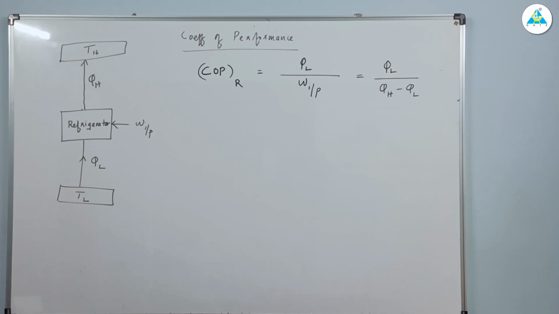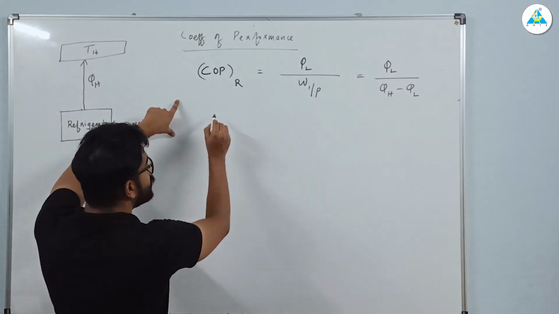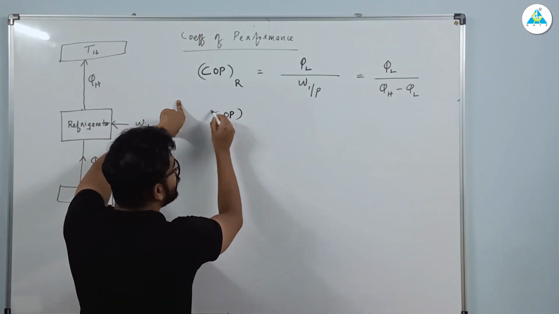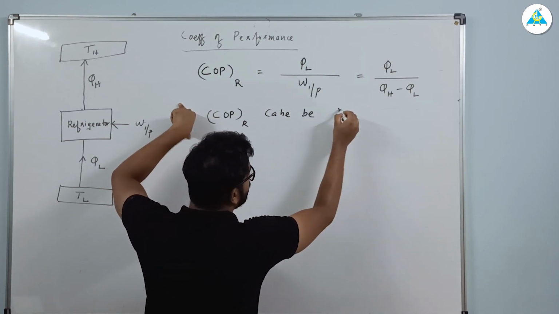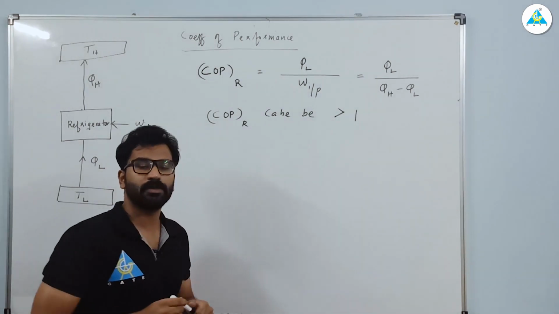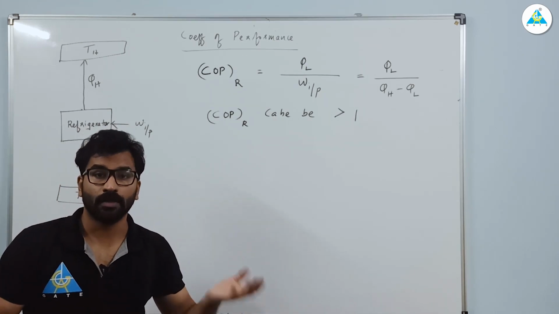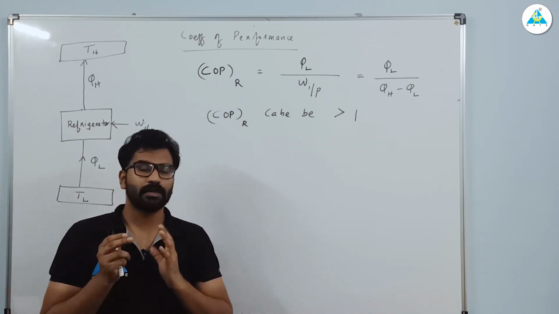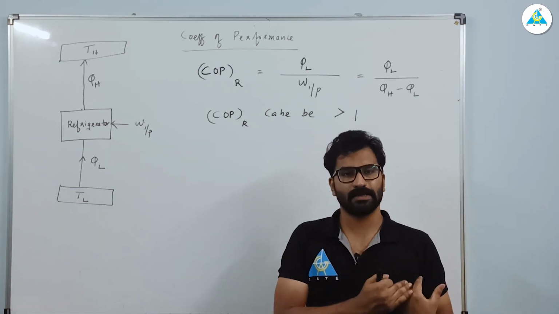Now you can ask, why are we representing it by COP? Because the COP of a refrigerator can be greater than 1. It is possible due to that fact. In thermodynamics, generally when we say the word efficiency, the meaning is it will be less than 100, right?